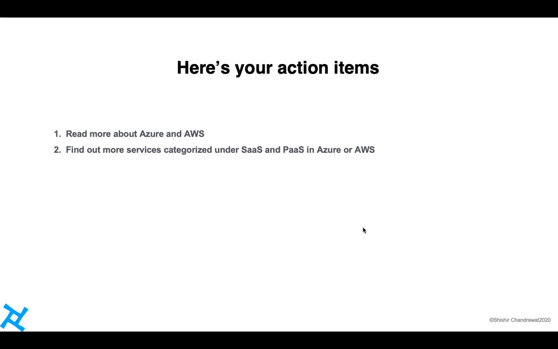Find out more services in Azure which can be categorized under SaaS and PaaS, like cognitive services which may come under PaaS or SaaS, or data lake services or data services or big data services which again can come under PaaS. So have a look at various services. I have given you a very high level overview of these services. So feel free, read more, figure out what all these services are, and you'll be an awesome cloud engineer.